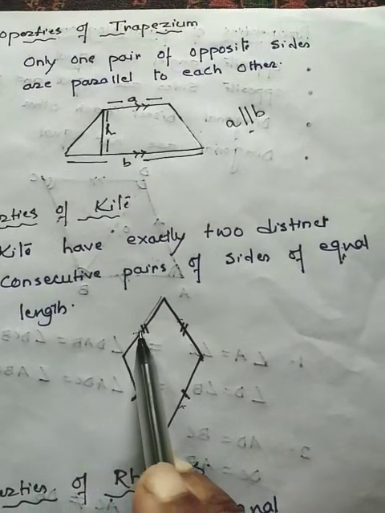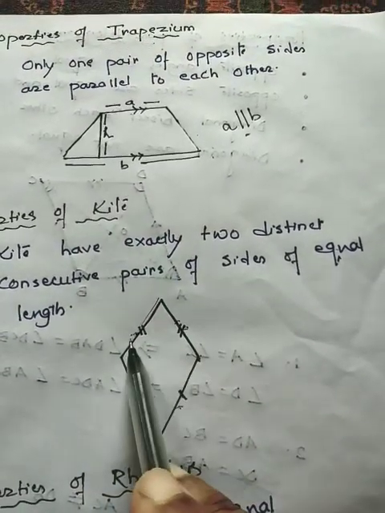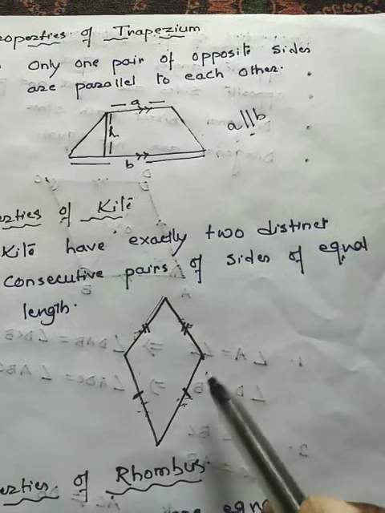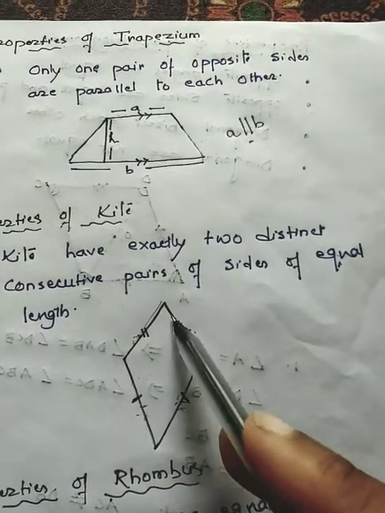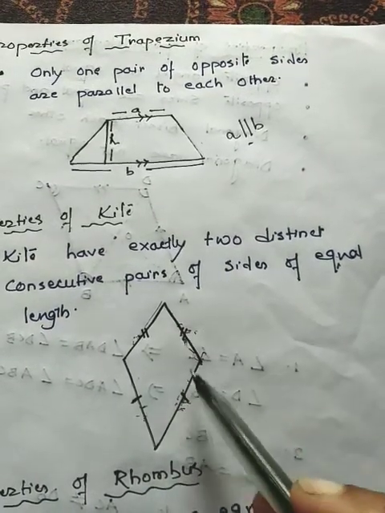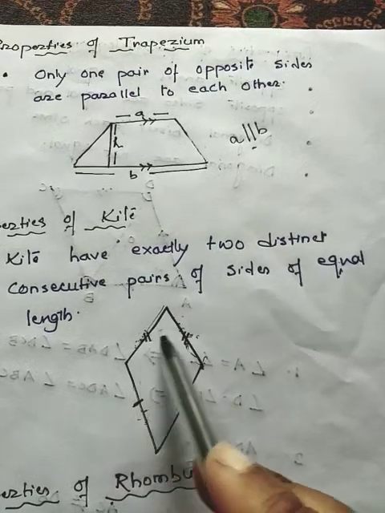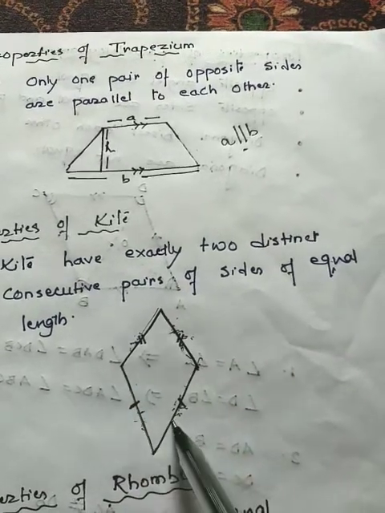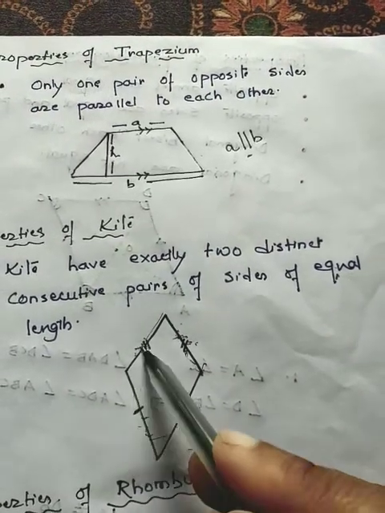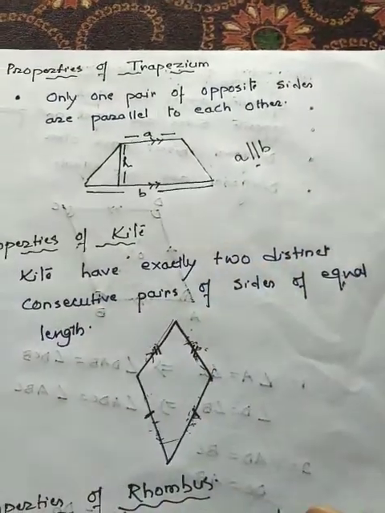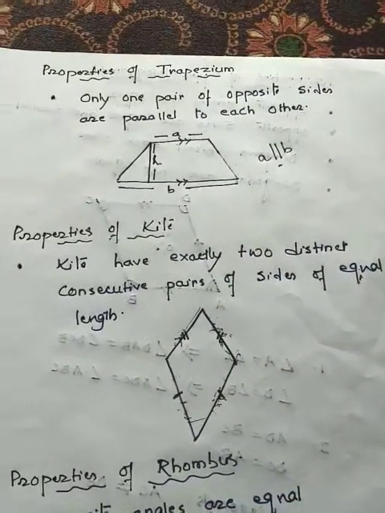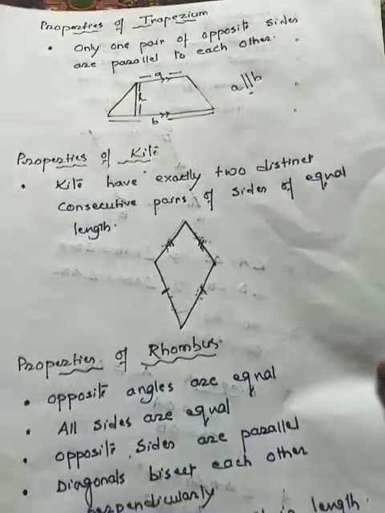Watch my pen. These two sides are equal, and these two sides are equal, but these two sides are not equal. These are the adjacent sides that are not equal. These are also adjacent sides, but these two adjacent sides are equal, and these two adjacent sides are equal, but these two adjacent sides are not equal. Okay, so this is the only thing that you have to know about a kite.